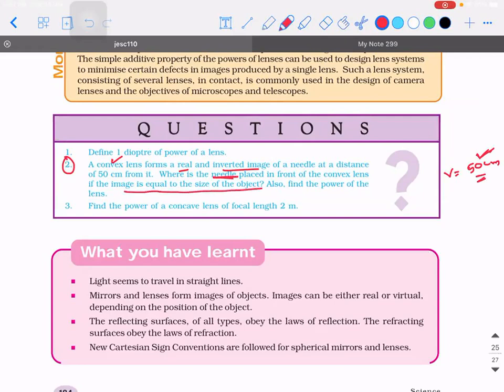So there are two logics. One is you can refer to the ray diagram and tell, or else you can use the magnification formula. When they say image is equal to the size of the object, magnification is 1. So what is the formula for magnification? V divided by U. And real image means it is a negative sign. So V by U is minus 1. So U is minus V actually. It's minus 50 centimeter. In this question, they can twist and ask you like this also. What is the center of curvature? What is the radius of curvature? What is the answer?